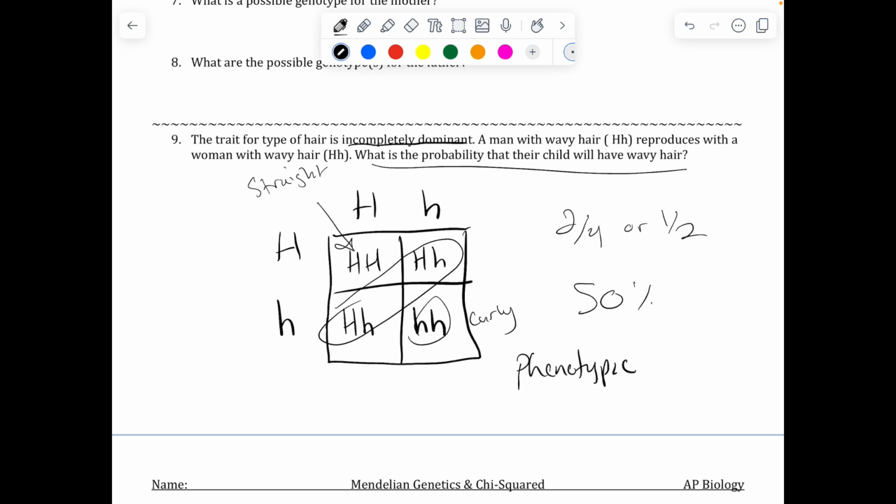If you were going to do the phenotypic ratio for this, it would be 1 to 2 to 1, which is different than a typical monohybrid cross, because now I have 1 straight hair, 2 wavy, and 1 curly. So a little bit different. It doesn't follow that 3-to-1 pattern, making it a slightly different problem.